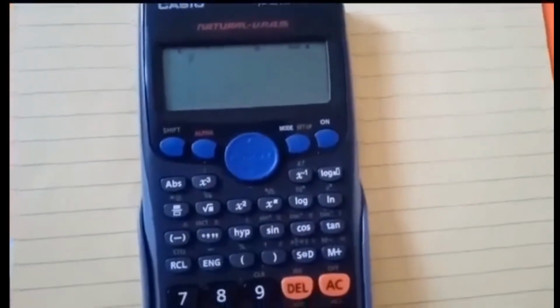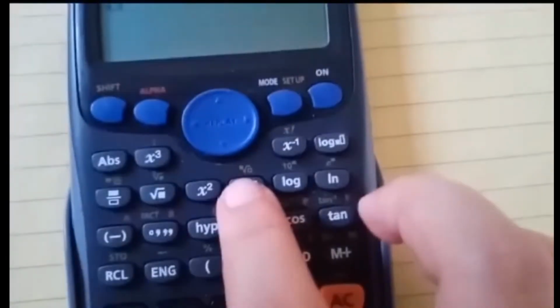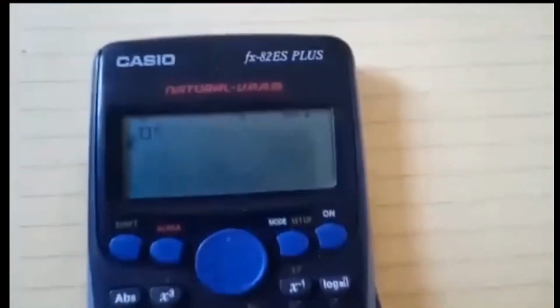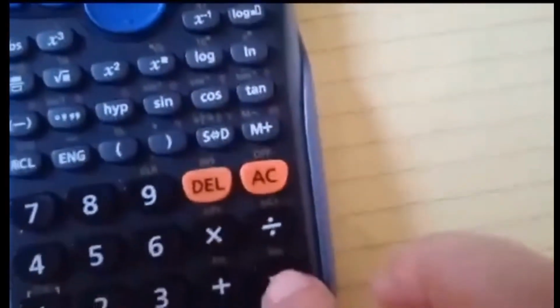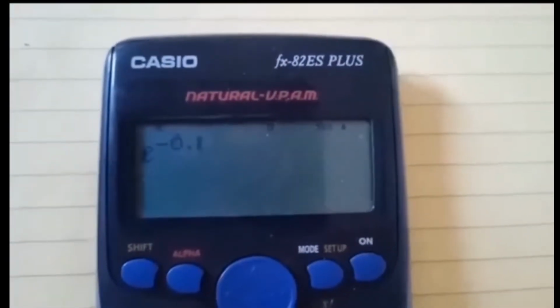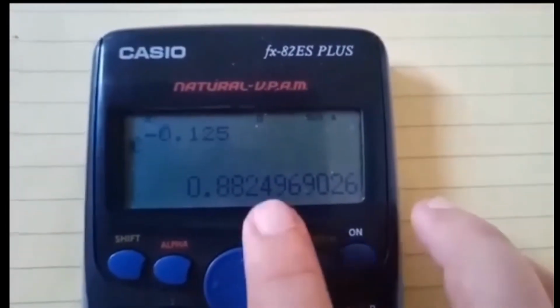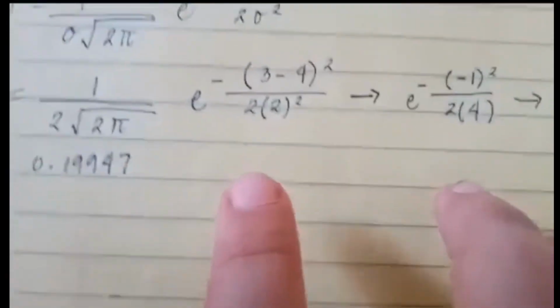To find the e symbol, just press alpha and the symbol x10 on the bottom part of our calculator, and then click the x raised to the power of box, then input the negative sign and 0.125 inside the box, and that would equal to 0.88249.